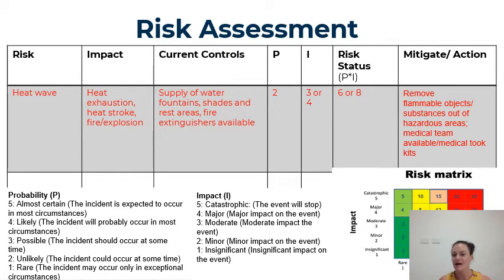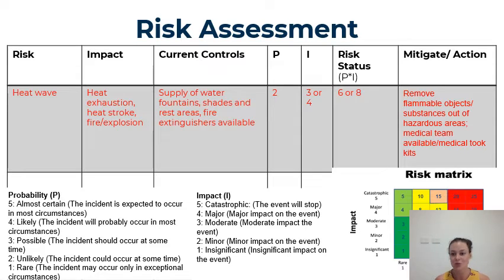In terms of the impact that it will have on your business, again, there's a scale rating of 1 to 5, from insignificant, where the impact is very small, all the way up to catastrophic. You'll see on the right-hand side of the screen that impact and probability are then mapped to give you a risk status overall.